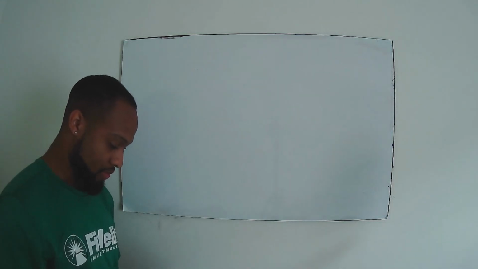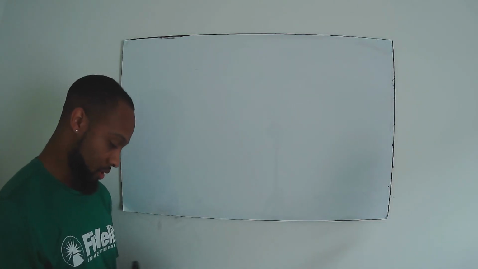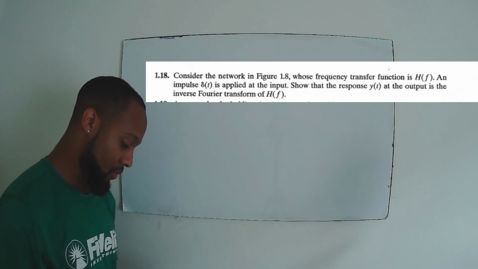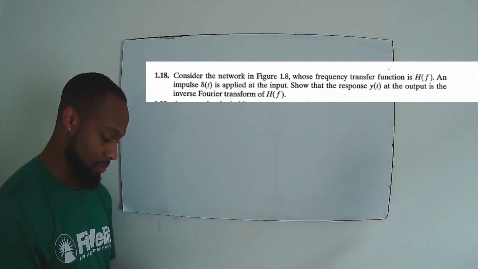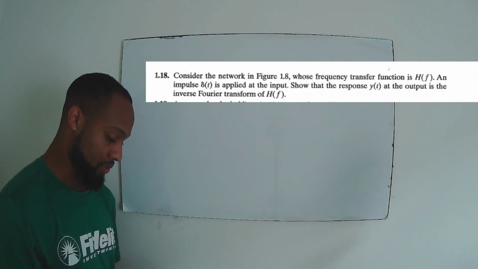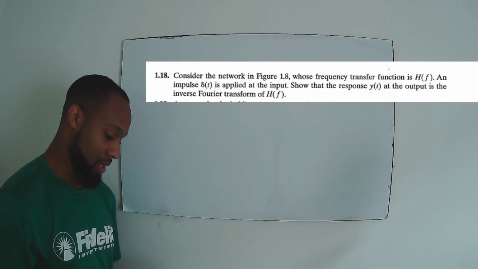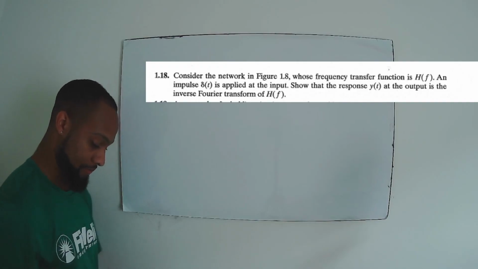Problem 1.18 and 1.19. We're all at the end of the chapter. So problem 1.18 says, consider the network in figure 1.8. The frequency transfer function is H(f). An impulse δ(t) is applied at the input. Show that the response y(t) at the output is the inverse Fourier transform of H(f).